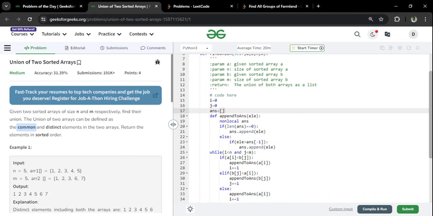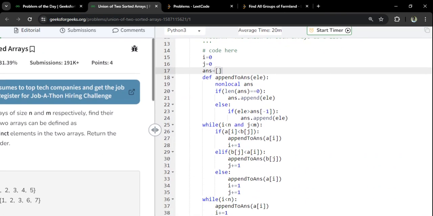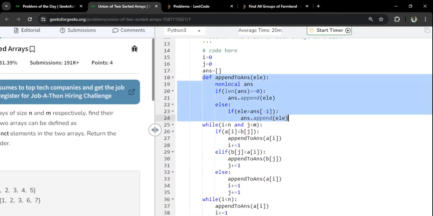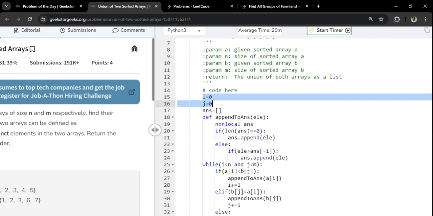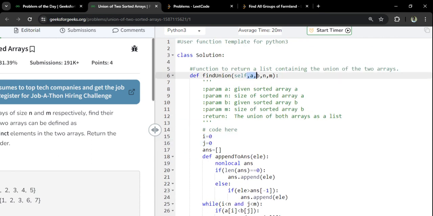Okay, so this is what I'm doing. This function you can ignore for now. You will understand the need of it when we try to trace it. So I have two variables, two indices you can say, which will be tracking which element I'm at in each of the arrays. For me, the first array is called A, the second is called B, and then I take their respective lengths.